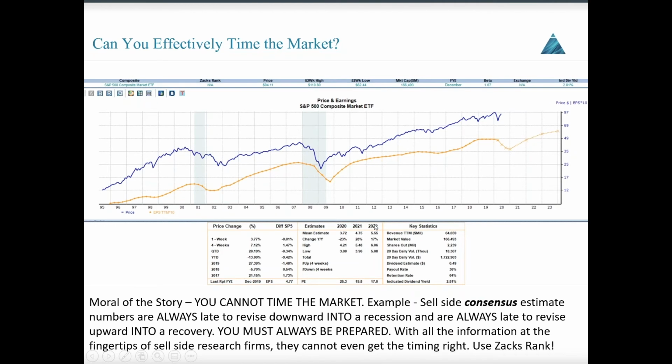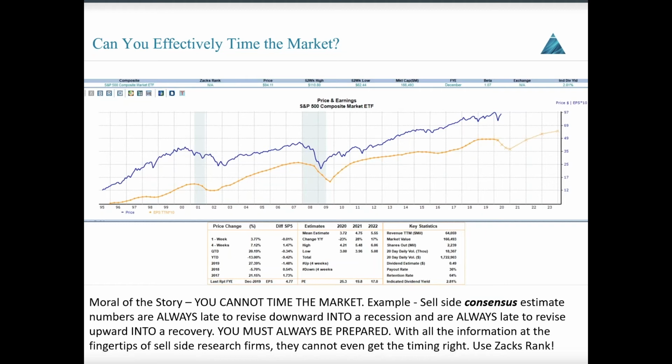So the moral of the story is that you really can't time the market. You've always got to be prepared for these events. The sell side consensus estimates are always late to revise downward into a recession, and they're always late to revise upward into a recovery.